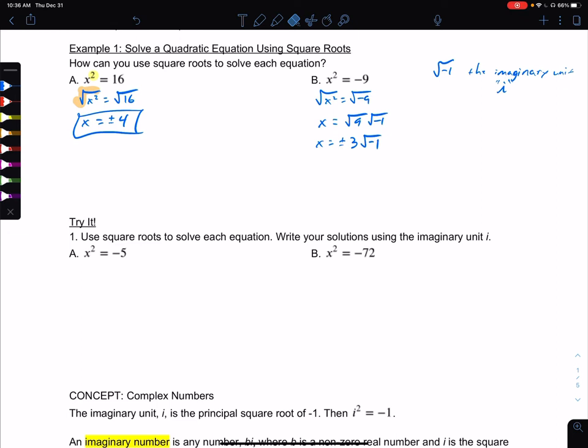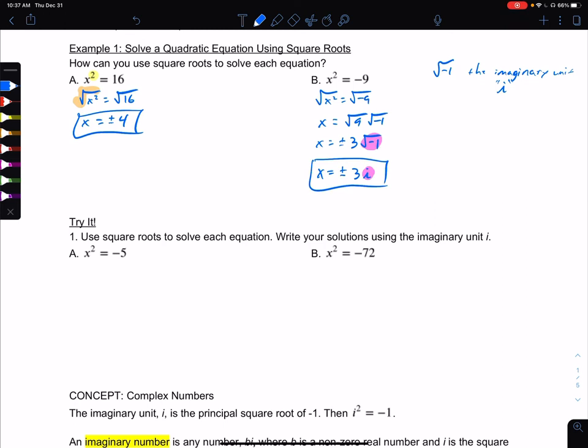So in part B, what will happen here is this is going to become x is equal to positive and negative 3, and instead of the square root of negative 1, we're going to replace that with i. So this piece here becomes the i value, and then that would be my solution. Anything with the letter i is referenced as a complex number.